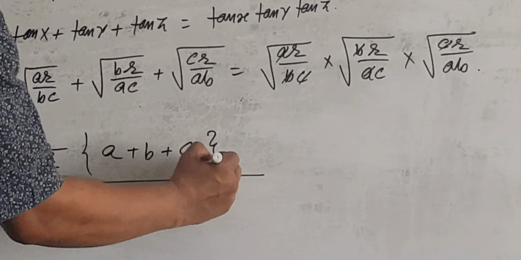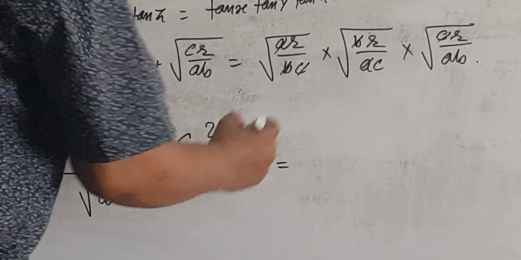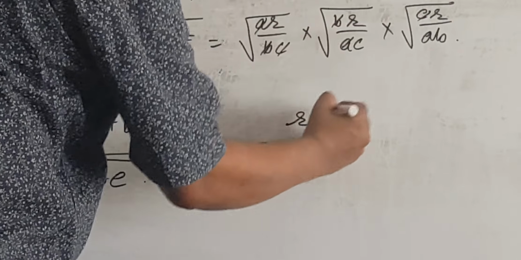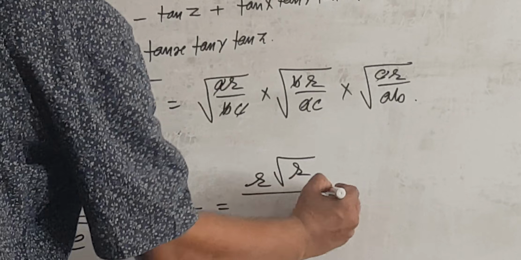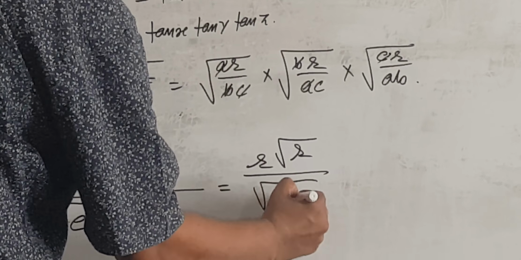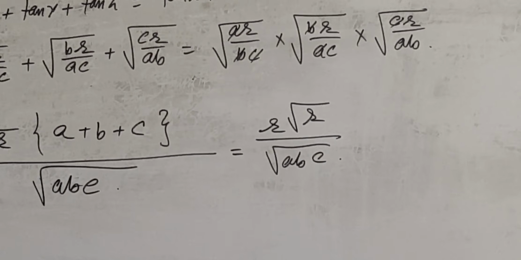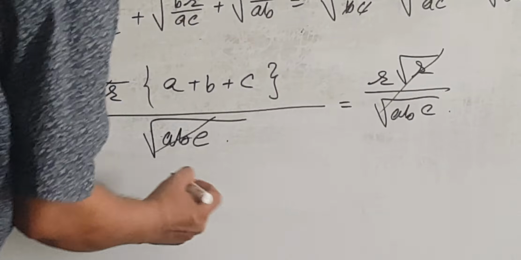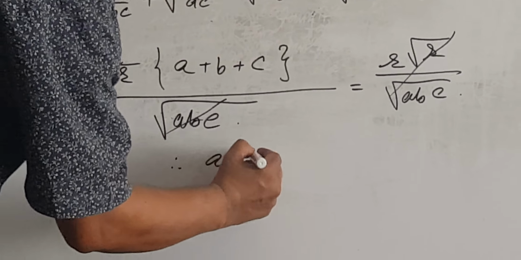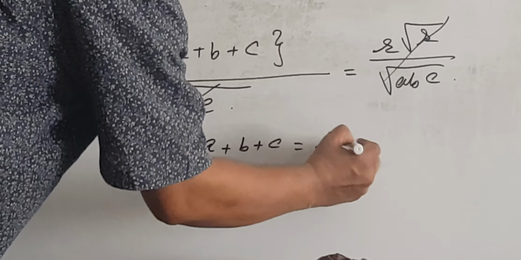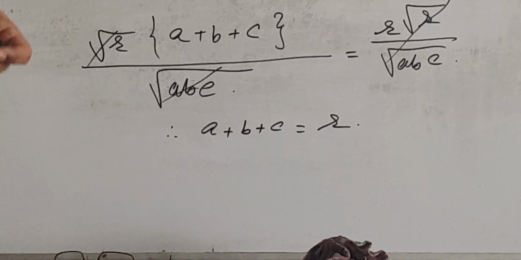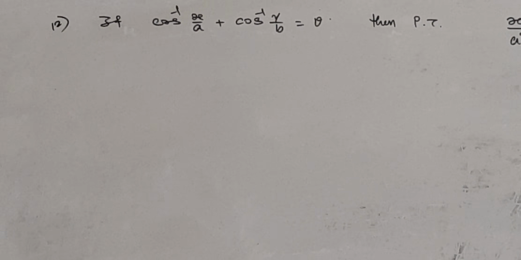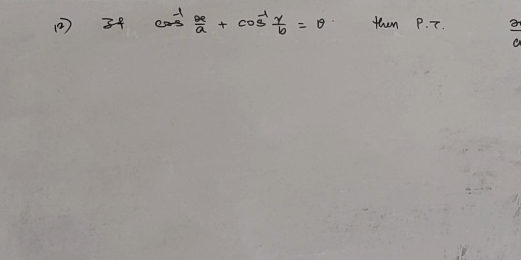Like this, it is equal to: R into root R square means R, this root R upon root A. This calculation is important. This root R upon ABC cancel. So you will get A plus B plus C is equal to R. That's it. Let's see another differential sum.